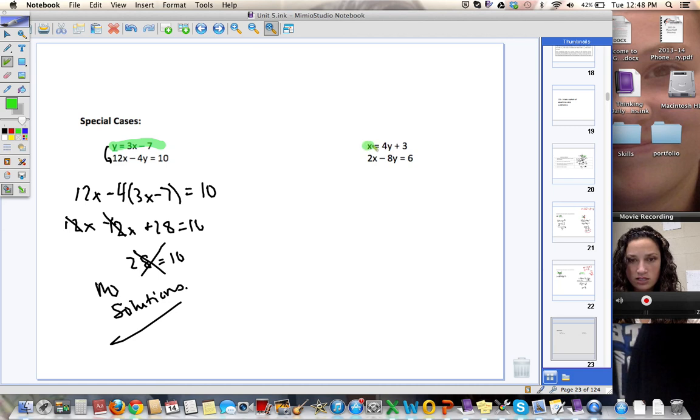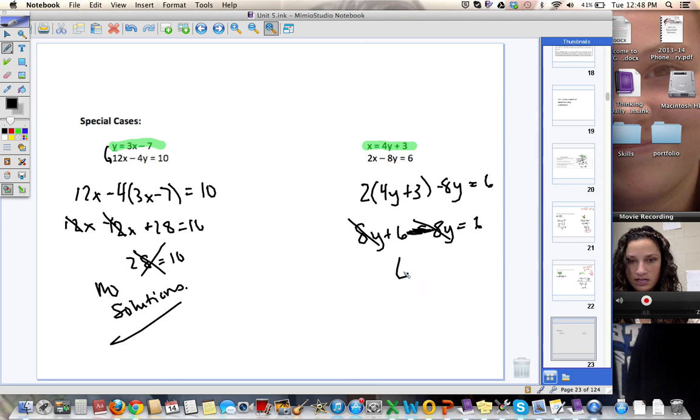So this one looks like the easier one to me because it's x equals something. So wherever I see an x, I'm going to do 4y plus 3. So instead of that x there, I'm going to do 4y plus 3 minus 8y equals 6. 2 times 4 is 8y. 2 times 3 is plus 6, minus 8y equals 6. So then my 8y's cancel, and then I get 6 equals 6. This is a true statement, so this means there are infinite solutions.